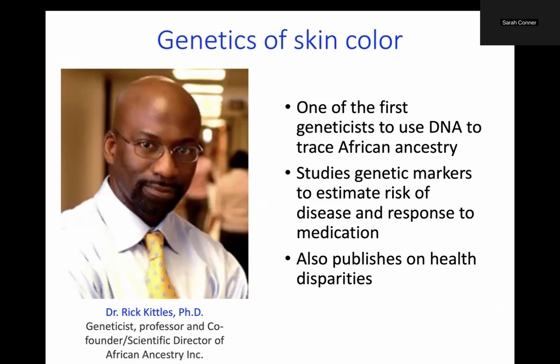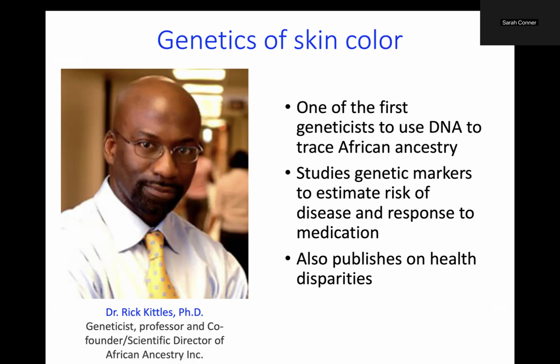So one of the first geneticists to use DNA to trace African ancestry, which is an important piece. It's important to note that when we're looking at genetics, race is not a thing for this. It's race versus ancestry. Race is not a biological thing. It's a social tag that they include in this. When we're talking about anyone with a different descent, we look at ancestry. So ancestry is genetics and it's a biological piece versus just race. So just keep that in mind.